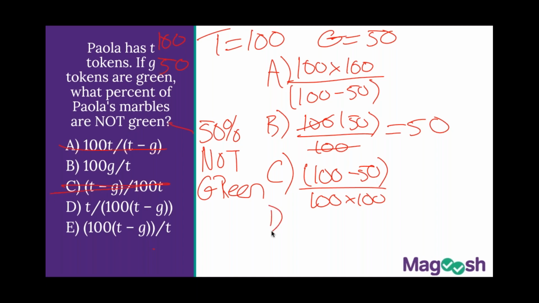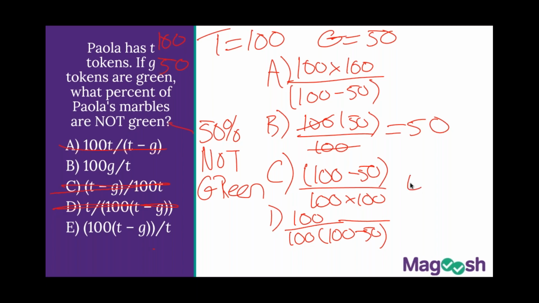We test answer choice D here. We're going to have something similar. We're going to get 100 over 100 times 100 minus 50. And again, we should probably recognize that numerator is going to be much too small compared to the denominator. So we could eliminate D.